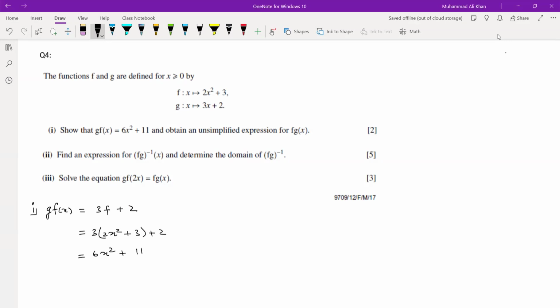And now unsimplified form of fg(x). g को f में रखिए. fg(x), g को f में रखिए. So it will be 2g² plus 3. And now 2, what is g?